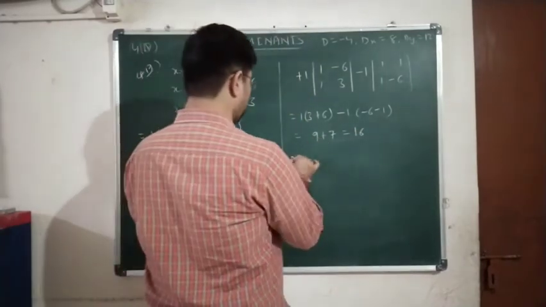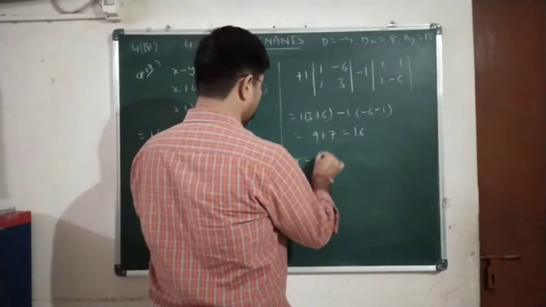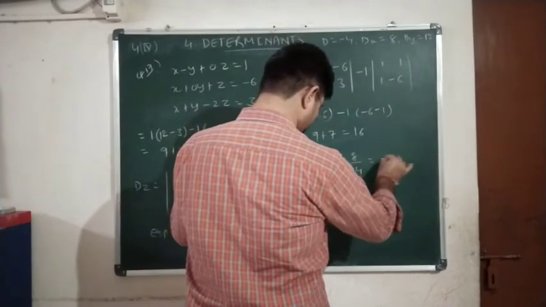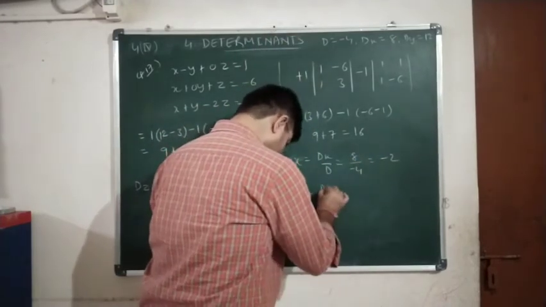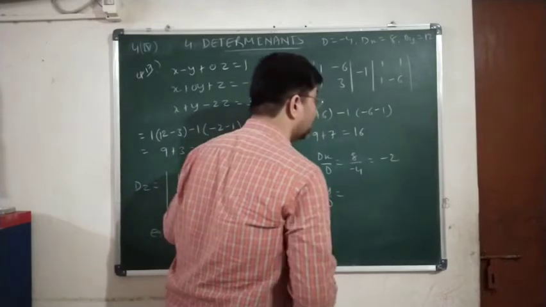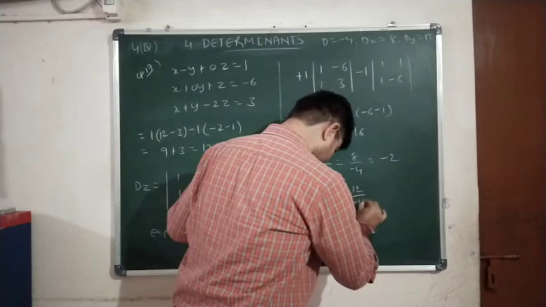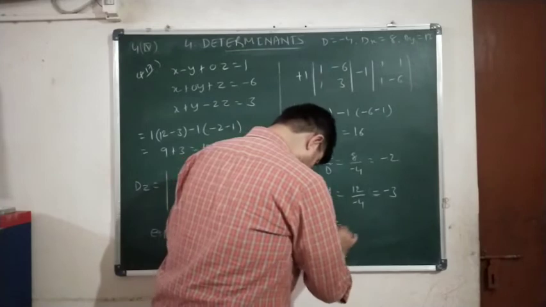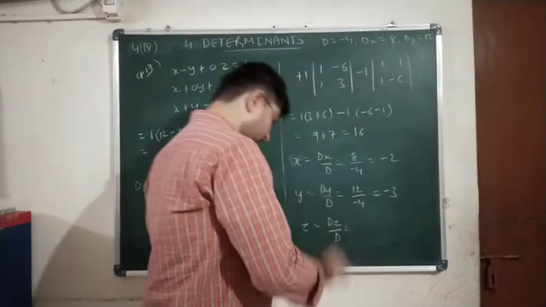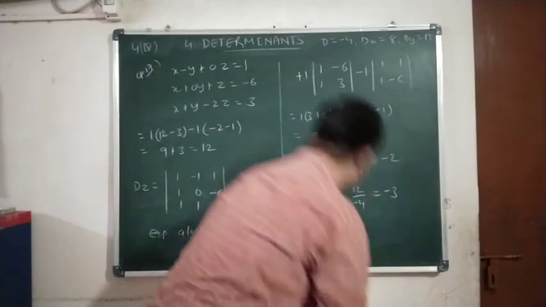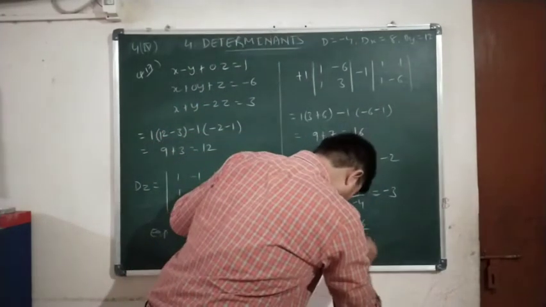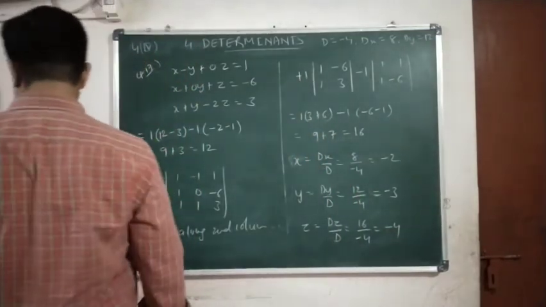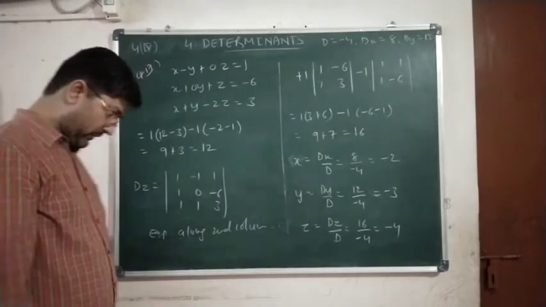Now we can calculate x, y and z. X will be given by Dx upon D. Dx is 8 upon minus 4, so x is minus 2. Y is equal to Dy by D, so Dy is 12 upon minus 4, which is minus 3. And z is equal to Dz by D, so Dz we got to be 16 upon minus 4. So the value of z is minus 4. Clear? So question number 17 is over.